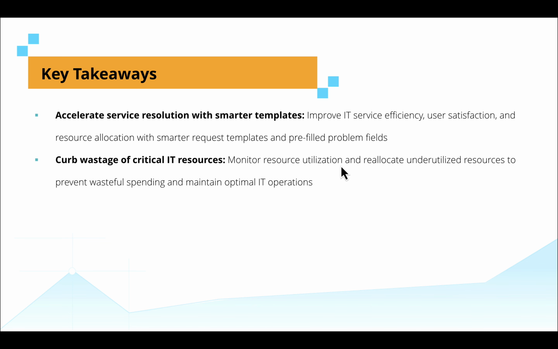Moving on to the fifth strategy, which is curbing the wastage of critical IT resources. Closely monitoring resource utilization and reallocating underutilized resources is crucial to prevent wasteful spending. However, it's just as important to carefully consider these resource requirements throughout an entire application service life cycle. This helps avoid disruptions, maintain optimal performance, prevent application slowdowns, and reduce the downtime incidents.